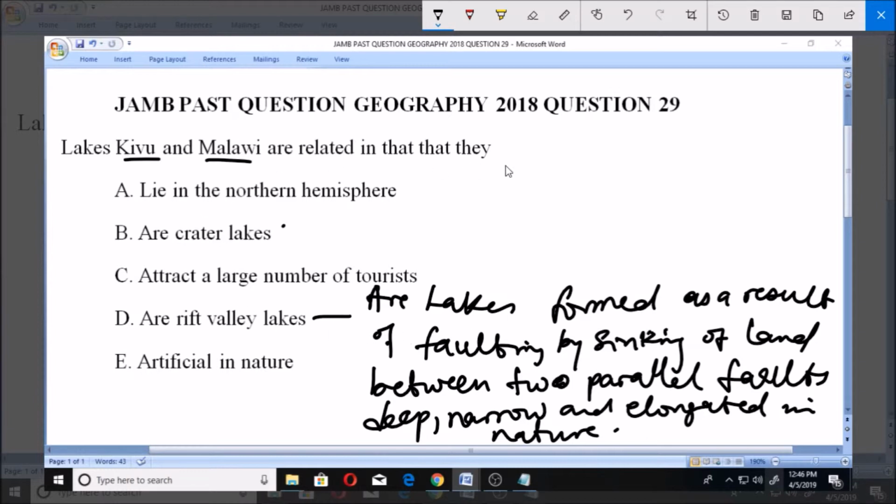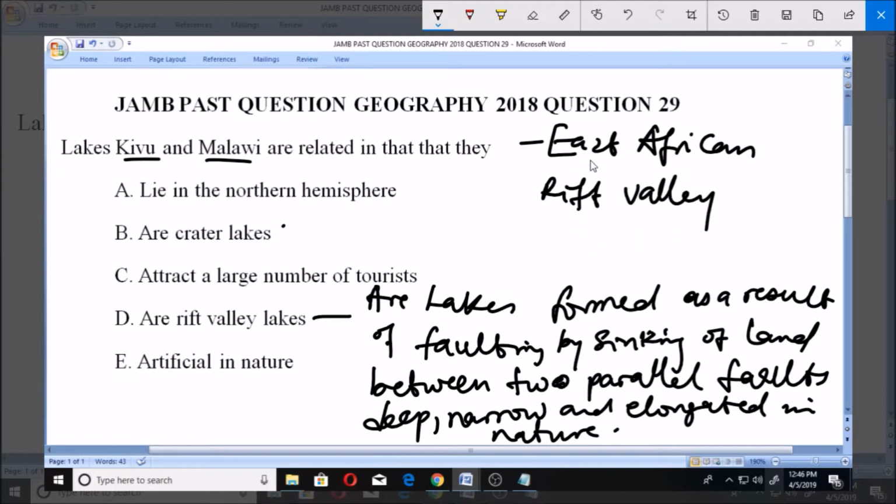So it's in the East African Rift Valley that we get this. That is where we get Lake Malawi, Lake Kivu, and Lake Tanganyika. It's not just these two lakes; you also have Lake Tanganyika. So those are the lakes that we see in the East African Rift Valley.